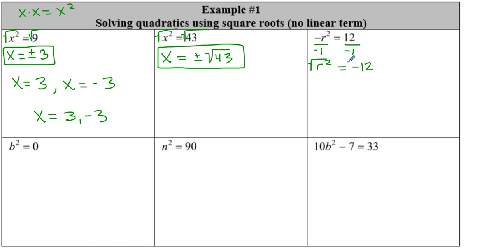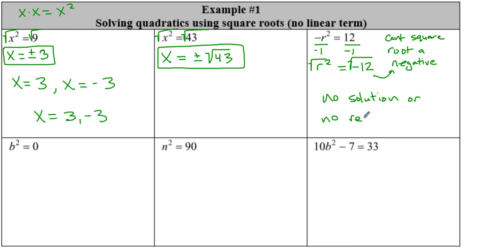I'm going to try and square root both sides, but I got to a point where I am trying to square root a negative. Okay, so we need to remember, can't square root a negative. I'm just writing that down because I want you to write that down. Boom. So this is going to be no solution or no real zeros. Either one that you want to write. And then box it up. Boom. Simple.